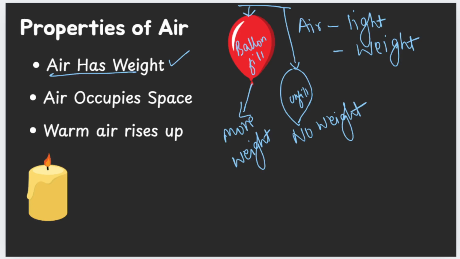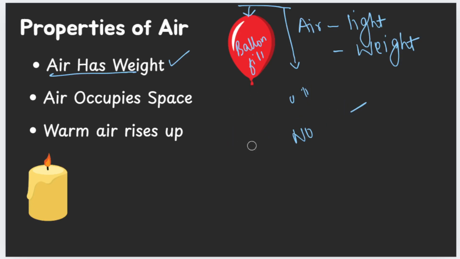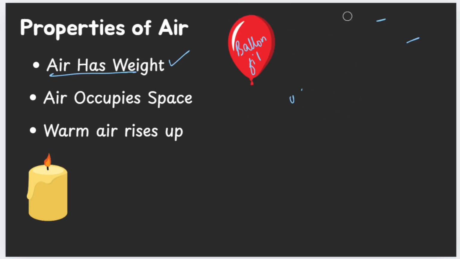The second one: air occupies space. Does air occupy space? Yes, air takes up space, even though we can't see it. Can we see air? No, we can't see air. But air occupies space.